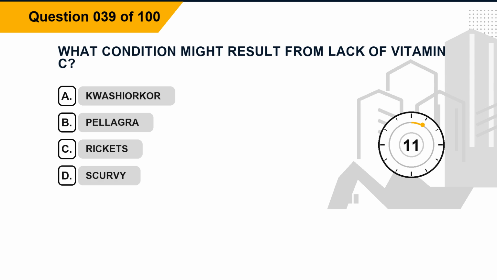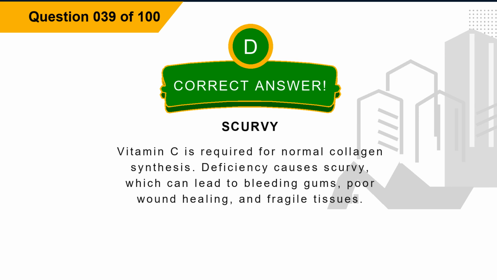Question 39. What condition might result from lack of vitamin C? Option A, kwashiorkor. Option B, pellagra. Option C, rickets. Option D, scurvy. The correct answer is option D, scurvy. Explanation. Vitamin C is required for normal collagen synthesis. Deficiency causes scurvy, which can lead to bleeding gums, poor wound healing, and fragile tissues.